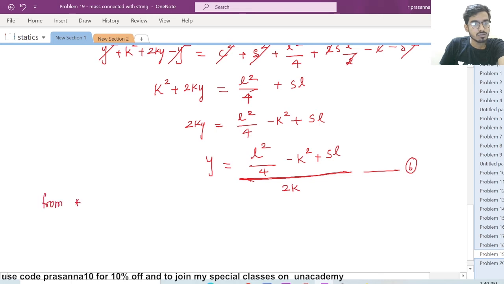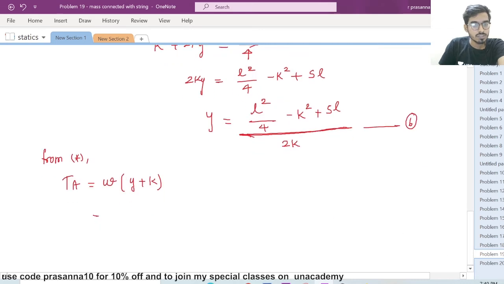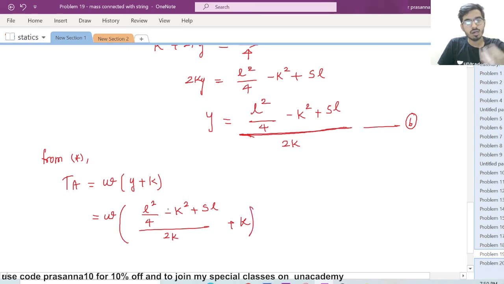So from star, what is tension at A? Tension at A is w times y plus k, where small w is the weight per unit length of the chain, right? So this will be w times y plus k. So you just add L square by 4 minus k square plus SL divided by 2k plus k, right? Y plus k. So instead of y, I have substituted this formula.